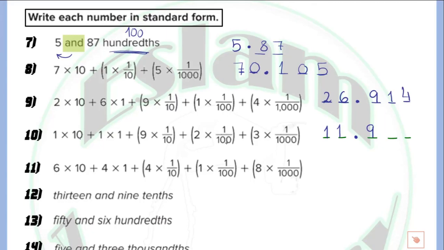2 at the 100th place. So I'm just going to the right, it will be 2. Because 10th, 100th, and 1000th. 3 written at the 1000th place, so we just write 3.